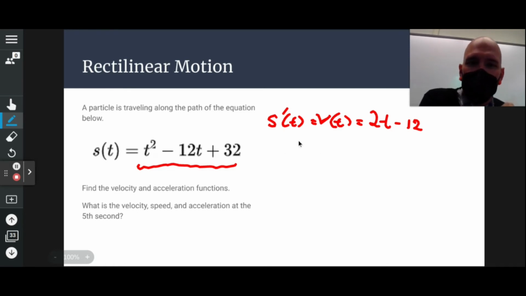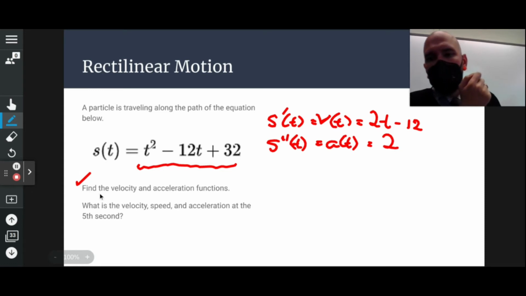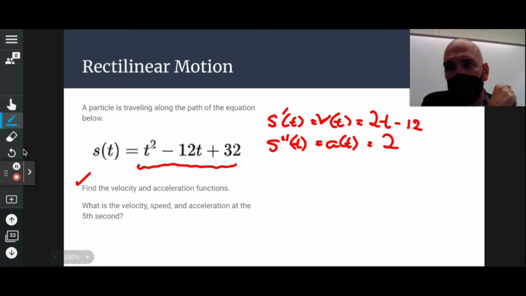And so anyway, the second derivative is going to give me the acceleration. So I'll call that a of t. And that's just regular old 2 no matter what. Easy. So did I find the velocity and acceleration functions? Yup. Now I need to find the velocity, speed, and acceleration at the 5th second.